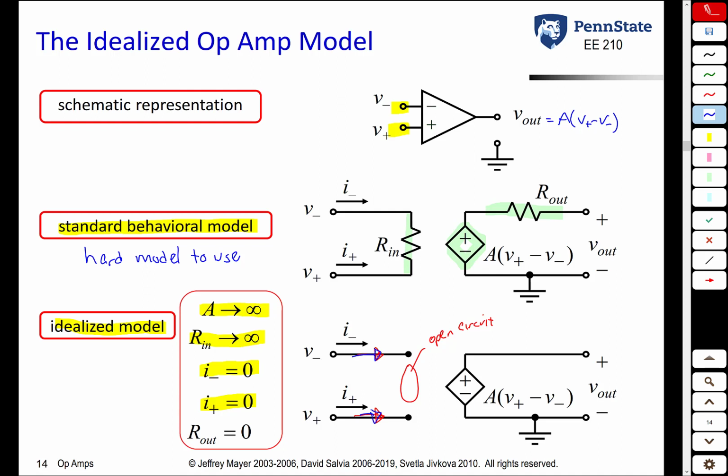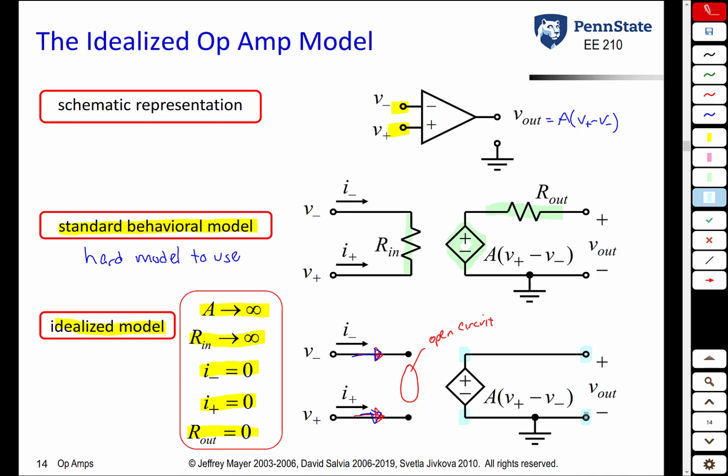The final assumption we're going to make in the idealized model is that this output resistance, which in practice is a small number, is going to be so small that we're going to make it zero. If we assume that Rout is zero, the voltage across the terminals of the voltage-controlled voltage source would be the same as the voltage available external to the Opamp.